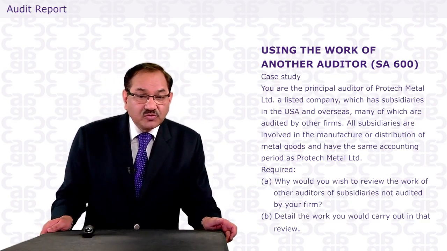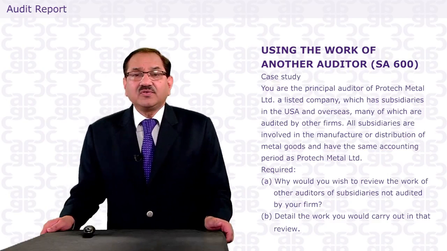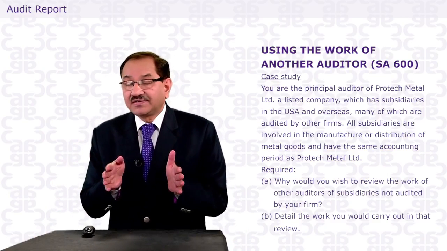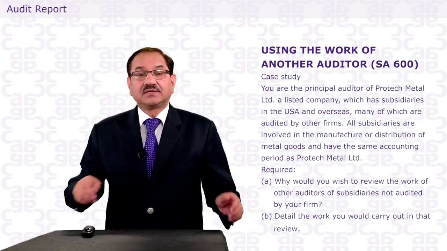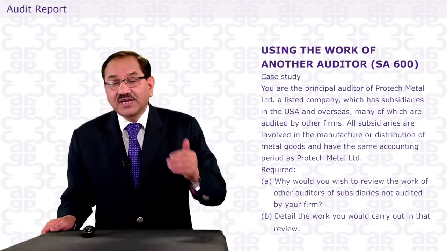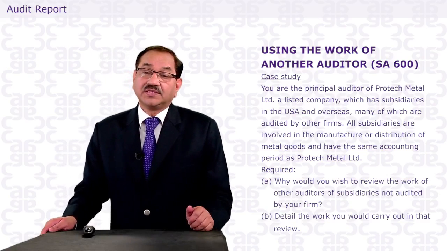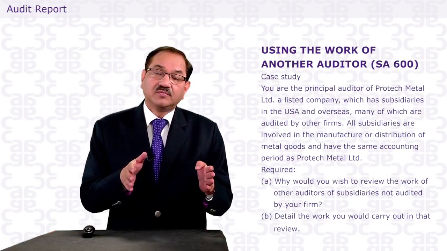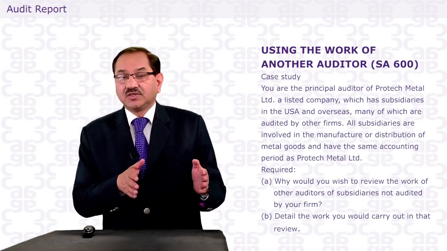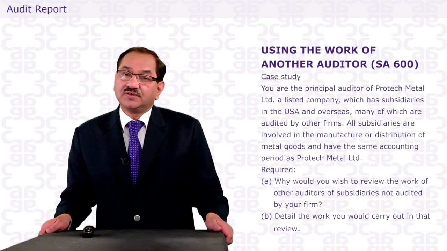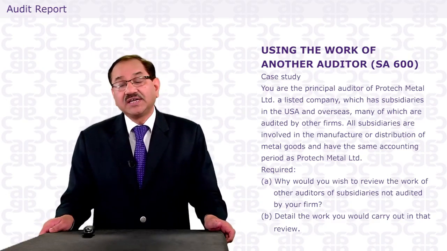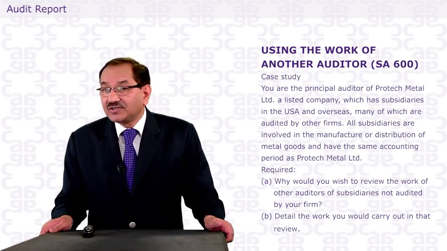Detail the work you would carry out in the review. I have already explained in SA 600 what procedures you have to follow. In the beginning, before starting the audit, you have to communicate to the subsidiary auditor that I will be relying on your report.